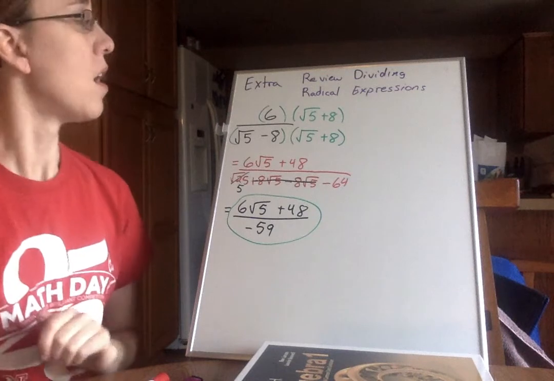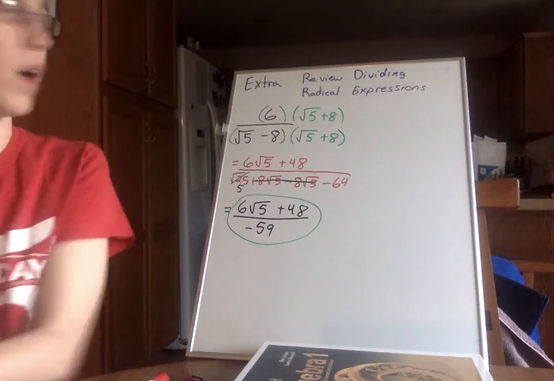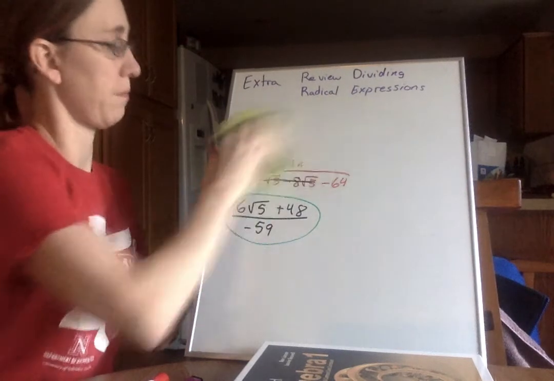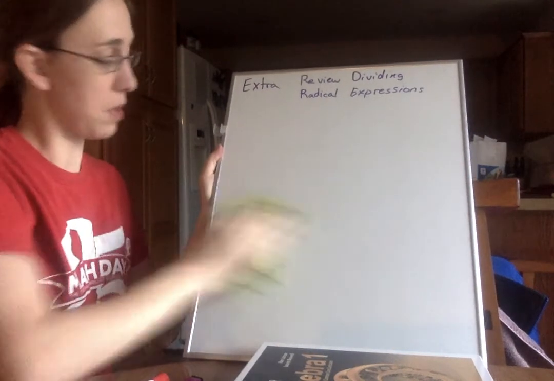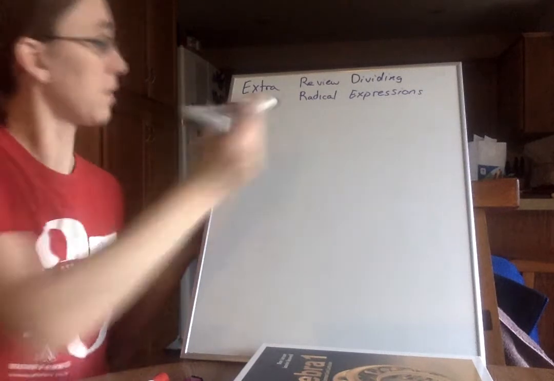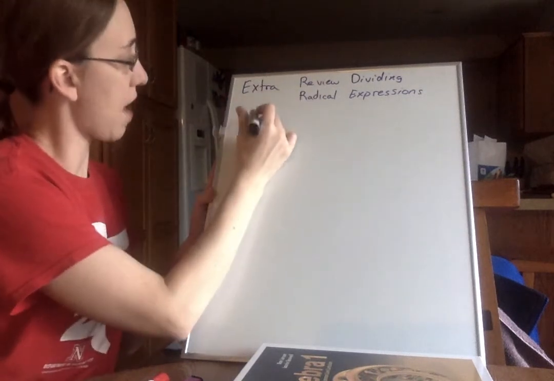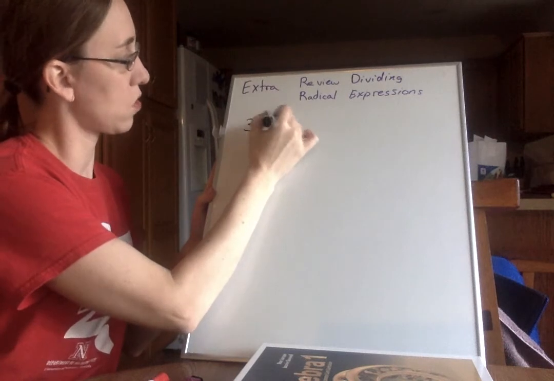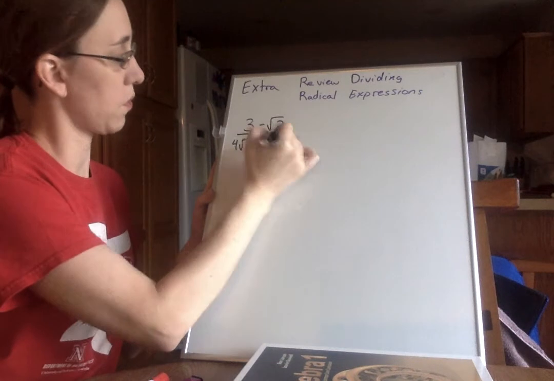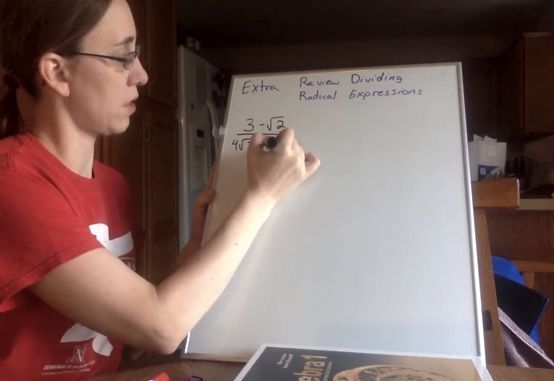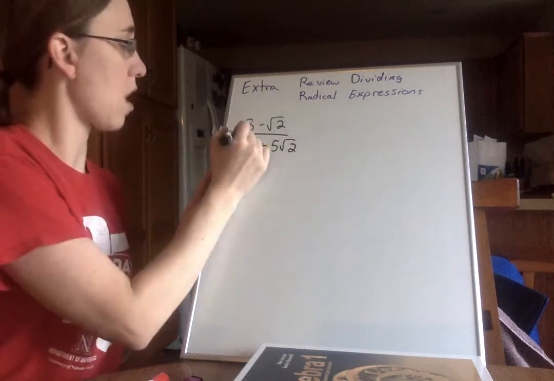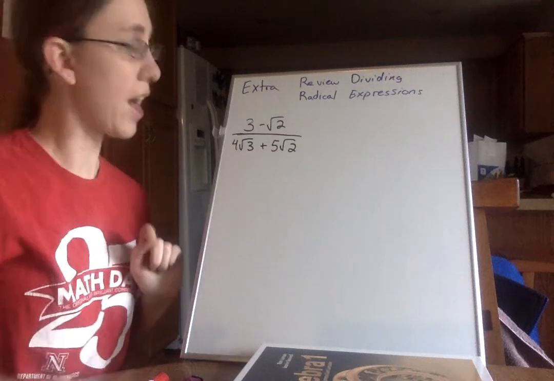Okay. Now let's try one where we've got a binomial on top. Those are the tricky ones, and the ones that people get the weirdest answers and therefore they seem to think they're wrong even when they're not. So let's say we have 3 minus square root 2 on the top and 4 square root 3 plus 5 square root 2 on the bottom. Okay, there's our fraction, our dividing.